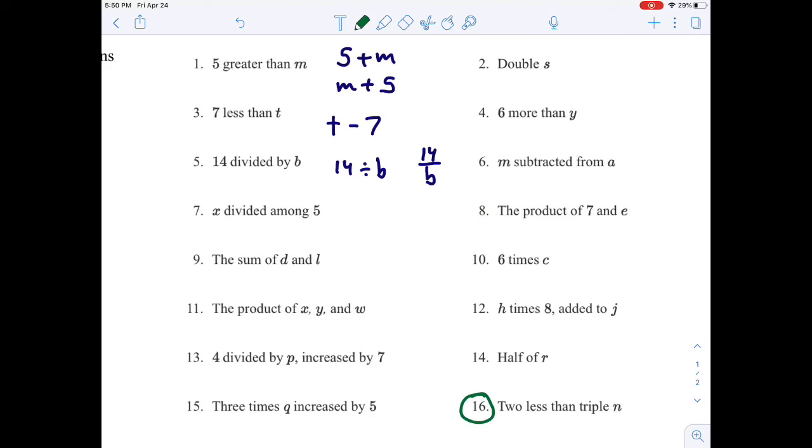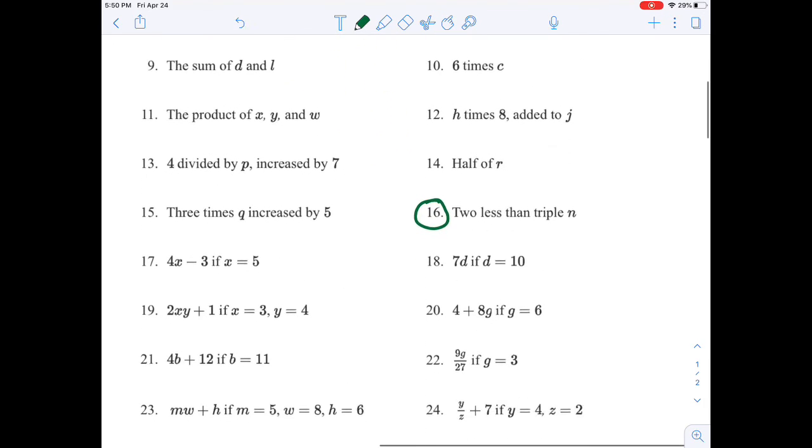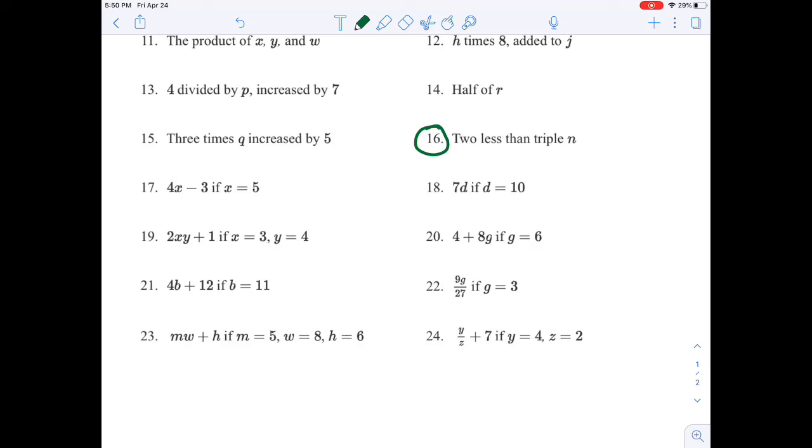Okay, now let's look at an expression that's a little bit more complicated. Let's look at number 16, which says 2 less than triple n. Well, we're going to tackle the triple n first, because remember, according to the rules for order of operations, we multiply first. Triple means multiply by 3. 2 less than that means subtract 2. So the correct expression for 2 less than triple n is 3n minus 2.